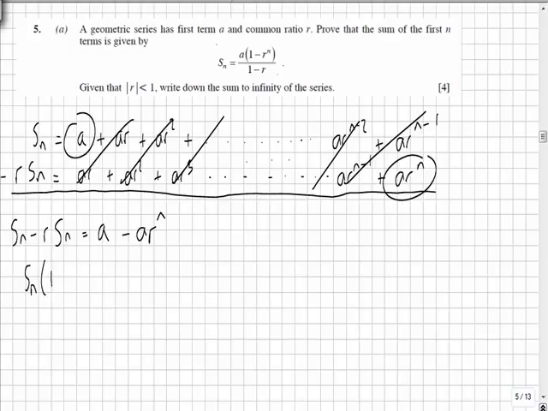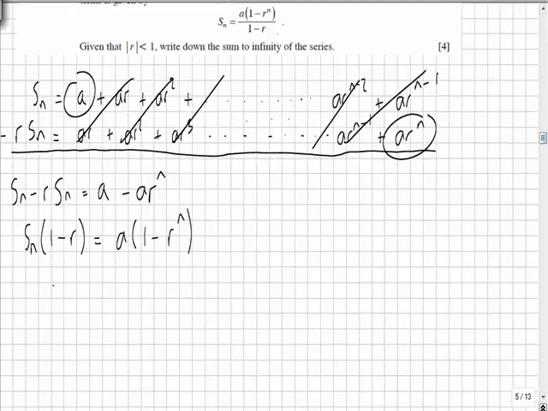If we then look at factorising, we can see that we have common expression of sum to the number of terms here, Sn(1 minus r) is equal to, well, a is common here, a(1 minus r^n). Dividing through, we can see we have Sn is equal to a(1 minus r^n) over 1 minus r, thus proving the sum to any number of terms.